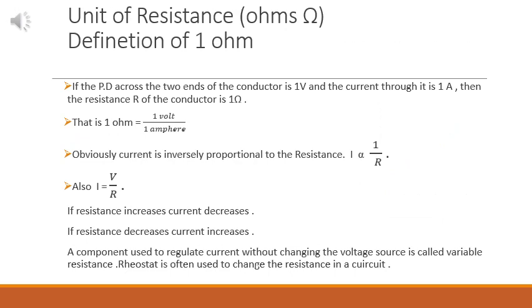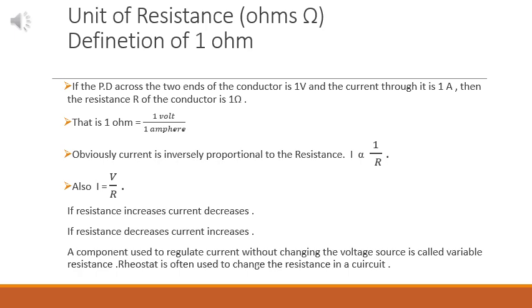Definition of 1 ohm. If the potential difference across the two ends of a conductor is 1 volt and the current through it is 1 ampere, then the resistance R of the conductor is 1 ohm. This is the definition of ohm. That is, 1 ohm equals 1 volt upon 1 ampere.